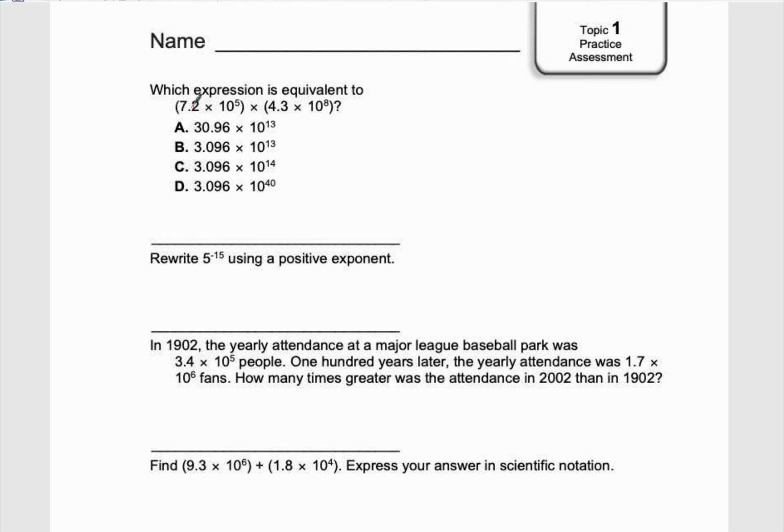First thing I need to do is multiply 7.2 times 4.3, and I'm guessing when you do that, you come out to 30.96. Yes. Okay? Do I want to leave it as 30.96? No, because that's not scientific notation. I can't leave the decimal in that spot. So I need to have one of these three. So it's going to be 3.096. And when I do 5 plus 8, I get 13.